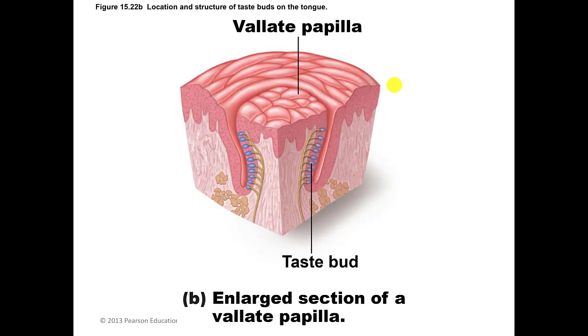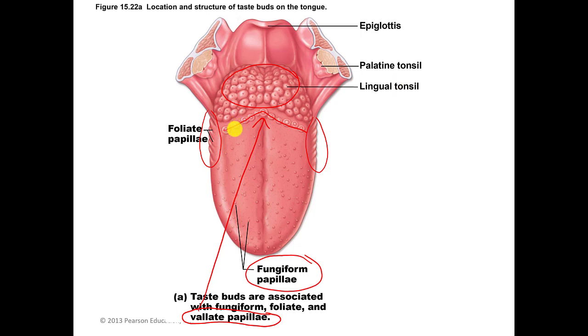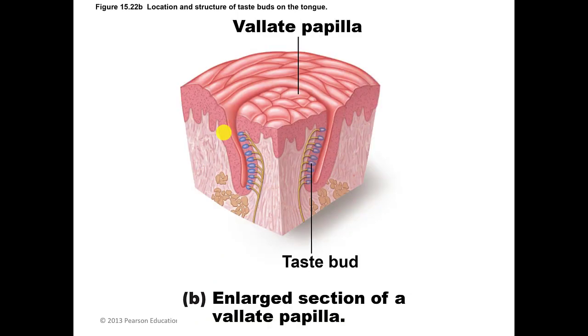So let's look at what these taste buds and taste pores look like. This is just an example of the vallate papilla. Again, let's go back. Those are the ones way back here that are shaped like a V in the back of your tongue. If we look at one of those up close, now you can see that there is this sort of hole, this pore here.